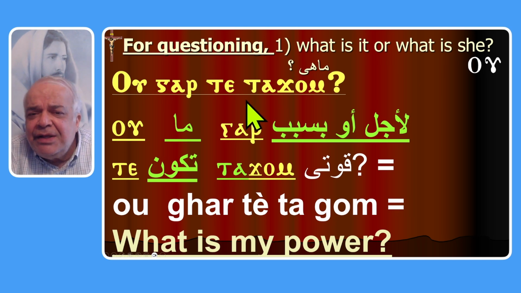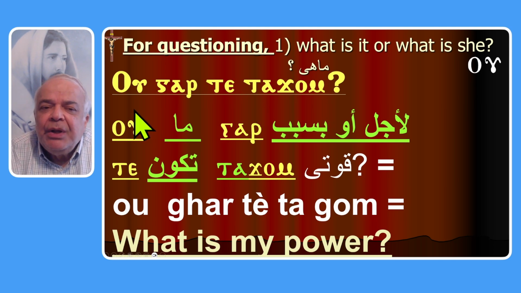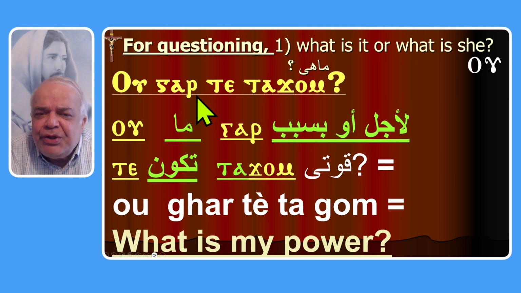The translation is not exact. Ta gom here is not your power, but my power. So here it's for possession. O gar te ta gom, let me say it again. O epsilon is what? Gar, the reason for the question. Te is. Ta gom, my. Ta is my. Gom, power.